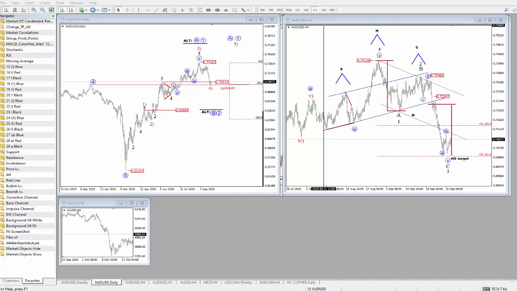Hello traders, hello everyone, welcome to my new Elliott wave video in which I will actually walk you through the Aussie dollar trade plan that I also recently shared with members. So I will talk about the approach on this pair.